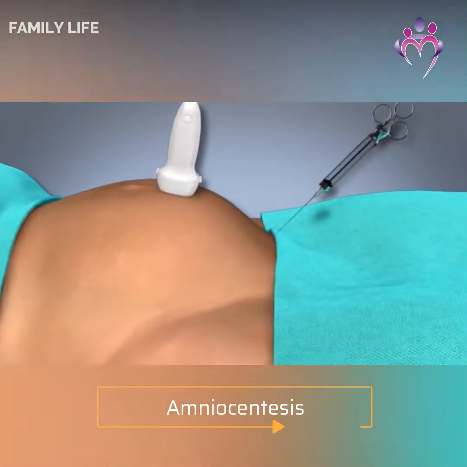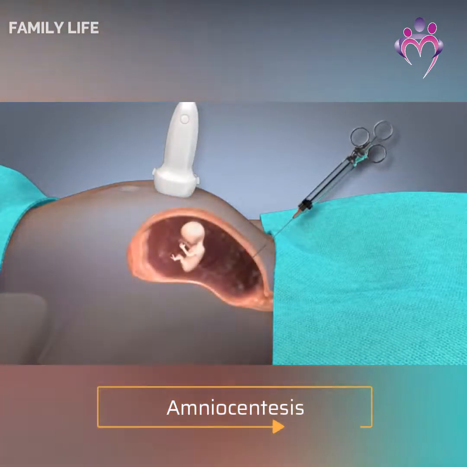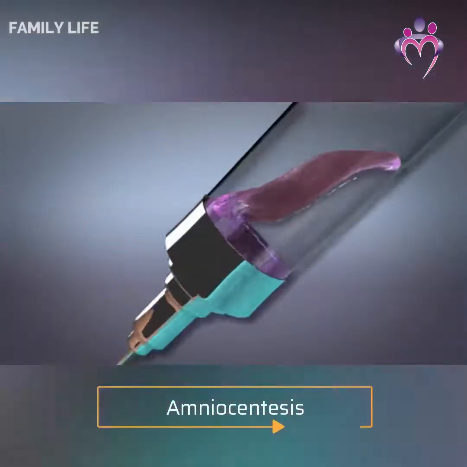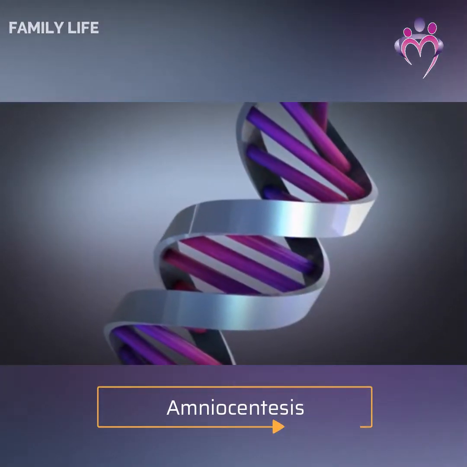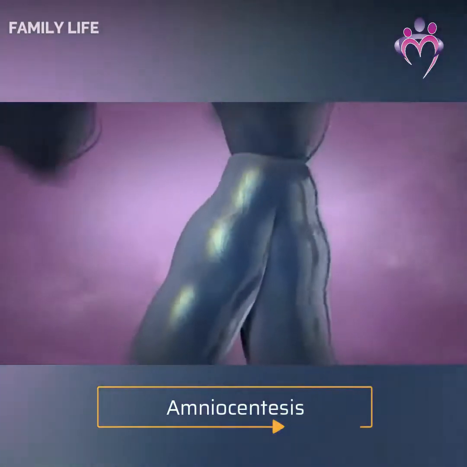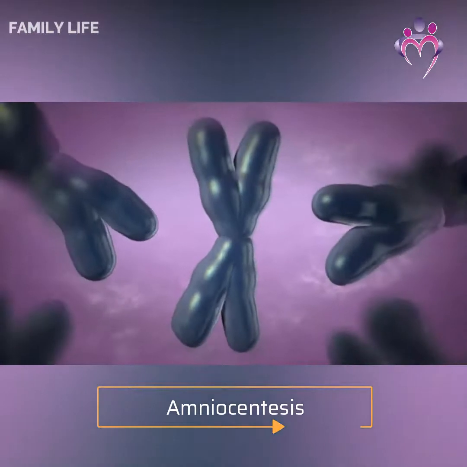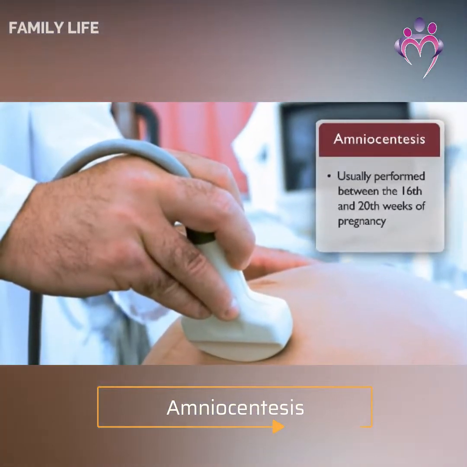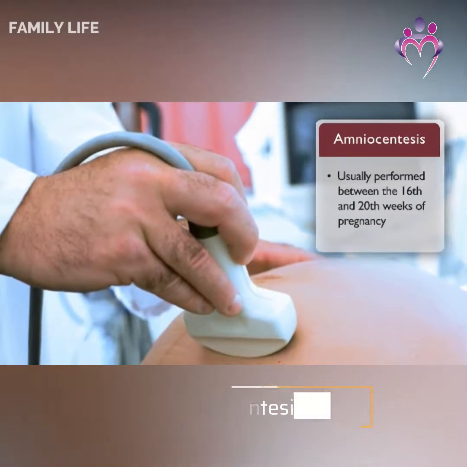The fluid is obtained by inserting a fine needle through the abdomen into the uterus and withdrawing a small amount of amniotic fluid. Examining DNA from skin cells in the fluid can identify a genetic disorder or chromosome abnormality, such as Down syndrome. Amniocentesis is usually performed between the 16th and 20th weeks of pregnancy.